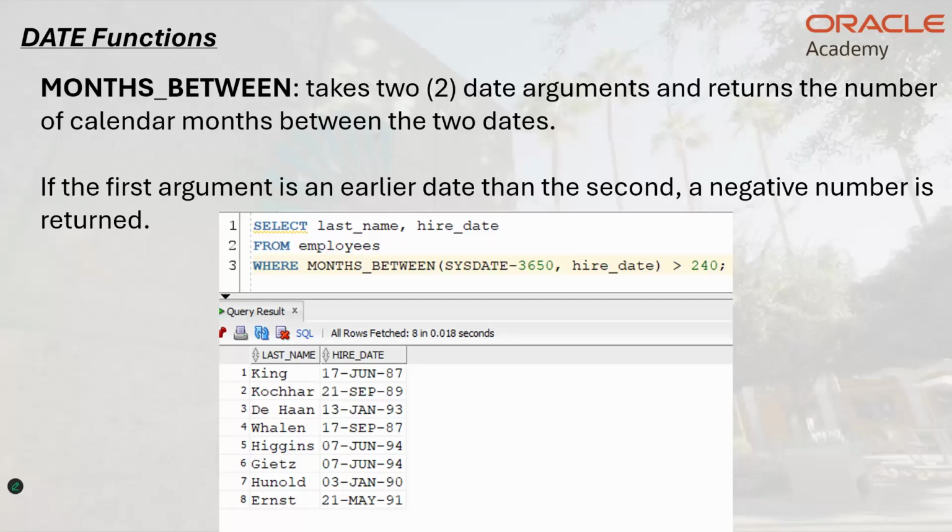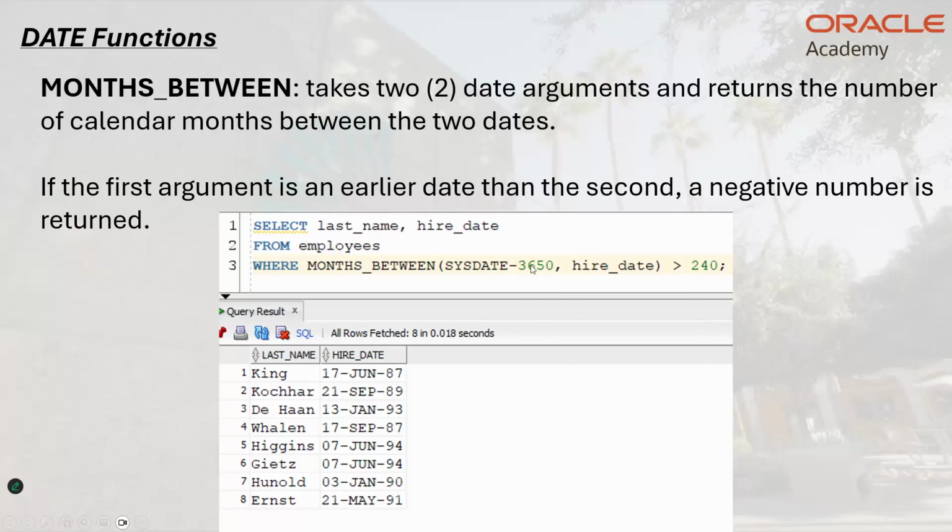You're probably wondering, what is he doing? I'm subtracting the 3,650 days because this is 2024, and currently the table goes back to King and Kochhar and all them. So I wanted to see the number of days, basically using the sysdate and their hire date, and whether they were greater than 240, I think that was the parameter I was looking for.